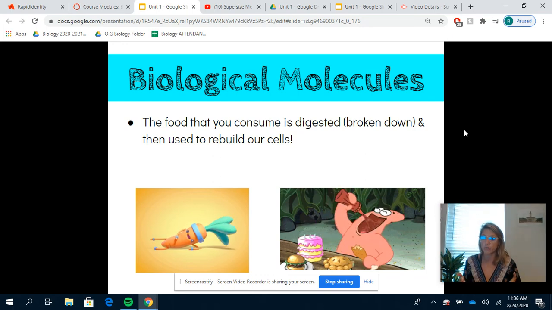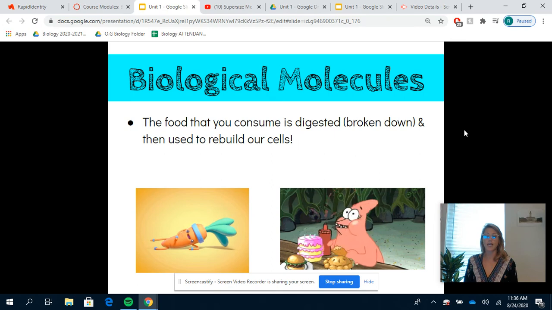So you guys, that is it for today. Again, today's lesson was the four biological molecules, just a quick overview of it.